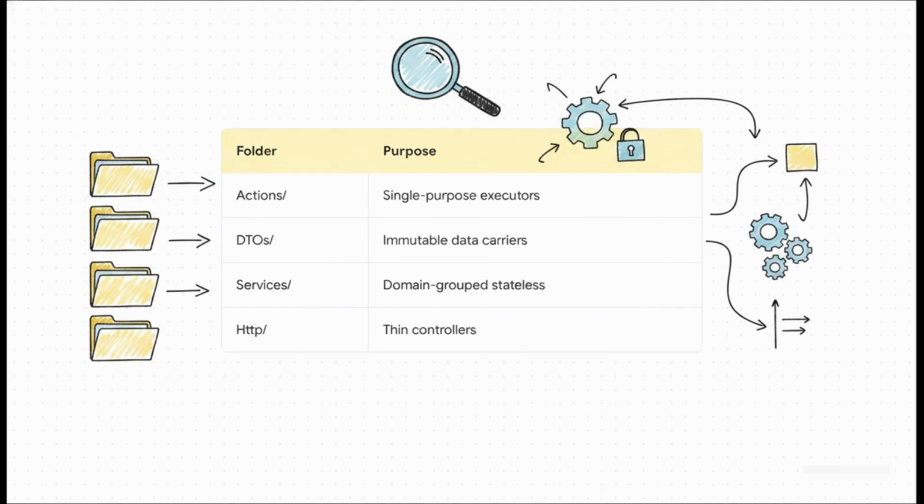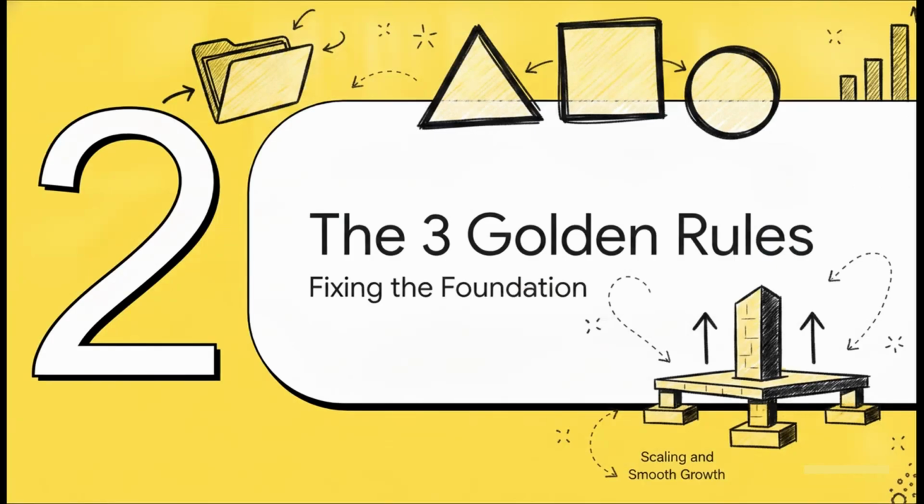DTOs act as immutable data carriers passing secure information around. Services group together your stateless business logic. And your controllers become incredibly thin. They do 4 things: validate, authorize, delegate to your actions, and respond. That's it.